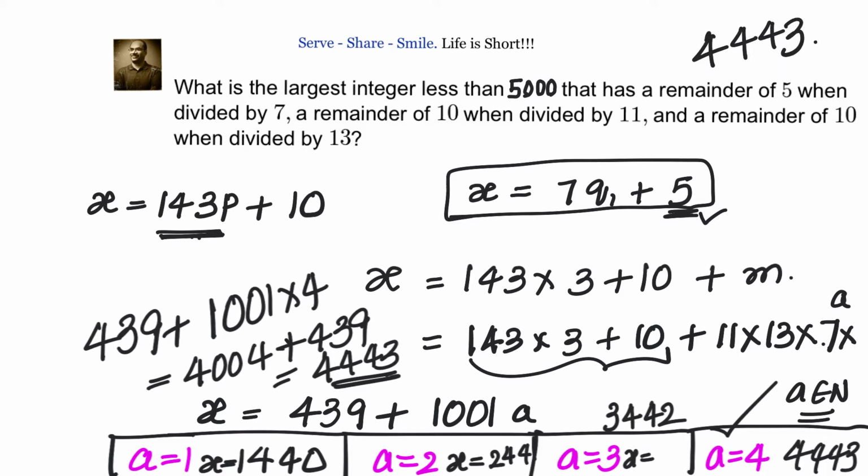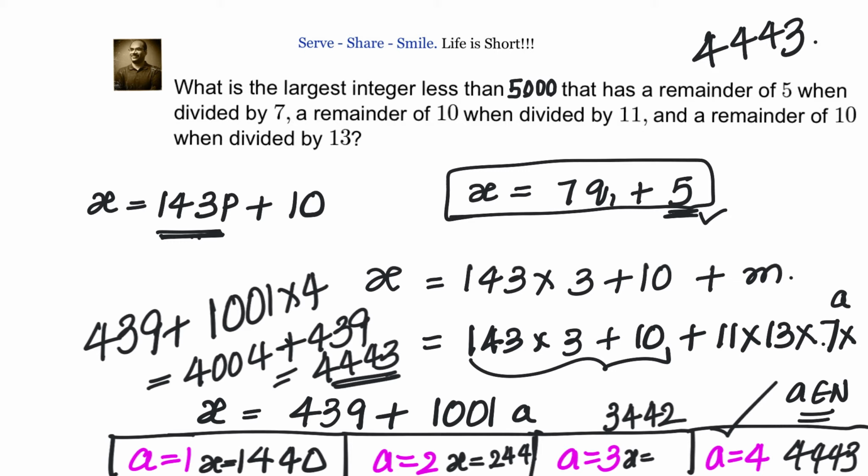4443. Now let's have a recap of what we have done in this problem. We have been asked to find the largest integer which is less than 5000, that leaves a remainder of 5 when divided by 7, a remainder of 10 when divided by 11, and a remainder of 10 when divided by 13. So we have used the formula dividend equals divisor into quotient plus remainder, also Euclid's division lemma, which says a equals b into q plus r, where the remainder is between 0 and b.